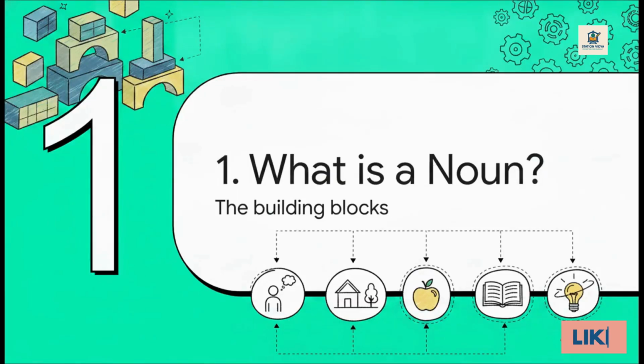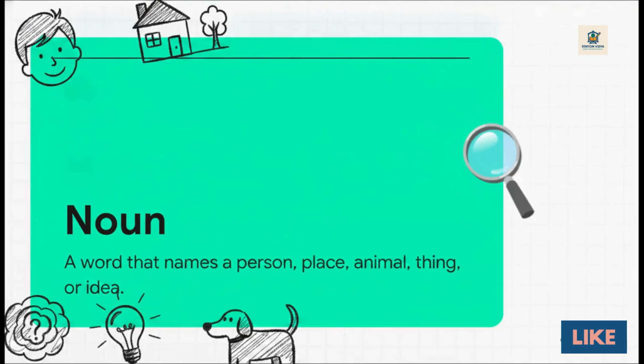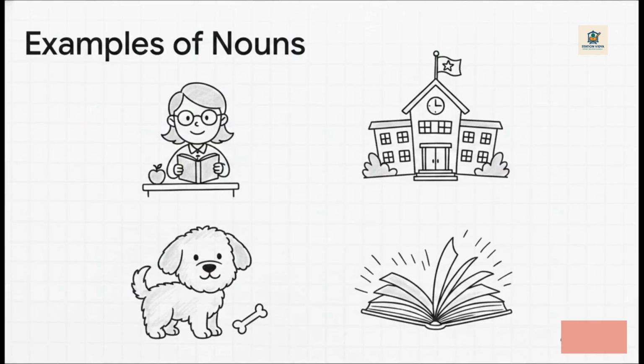Section 1. What is a noun? The building blocks of English. At its very core, a noun is simply a naming word. Whenever you want to put a name to a person, a place, an animal, a thing, or even an invisible idea, you're using a noun. Let's look at some everyday examples, just to make this super clear.